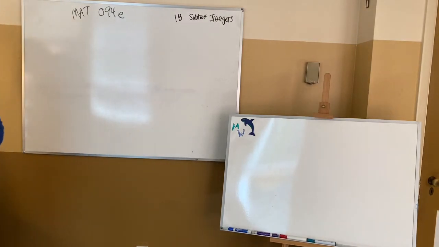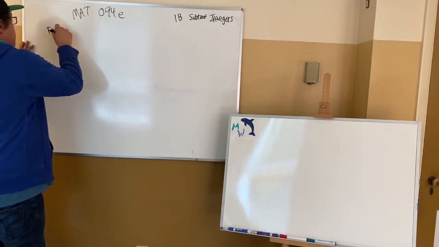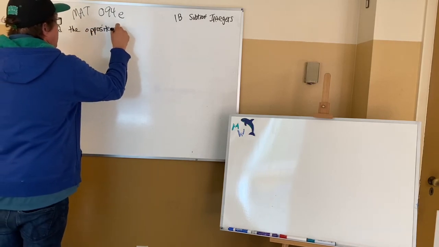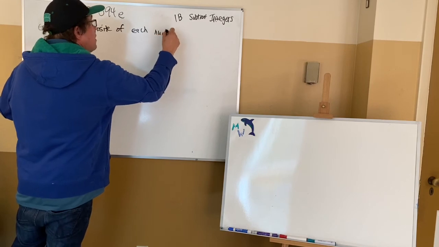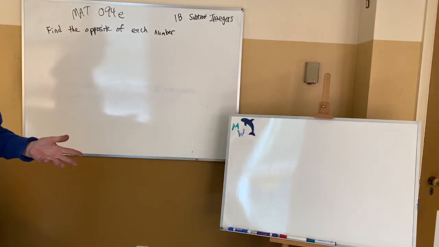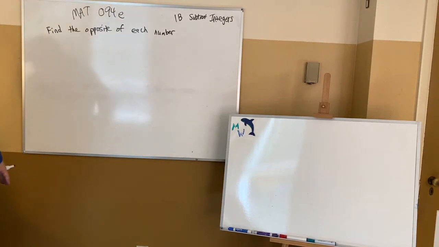Now I want to look at the opposite of these numbers. Find the opposite of each number. The opposite of a number has its sign reversed. I want to say that's it, but I don't want to make you feel bad. But that is all there is to what we're doing.